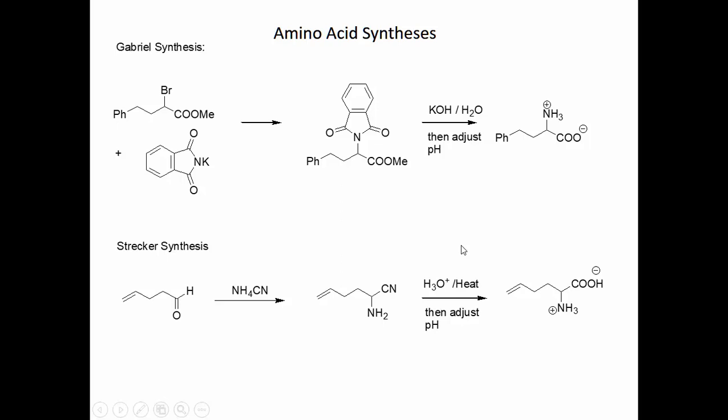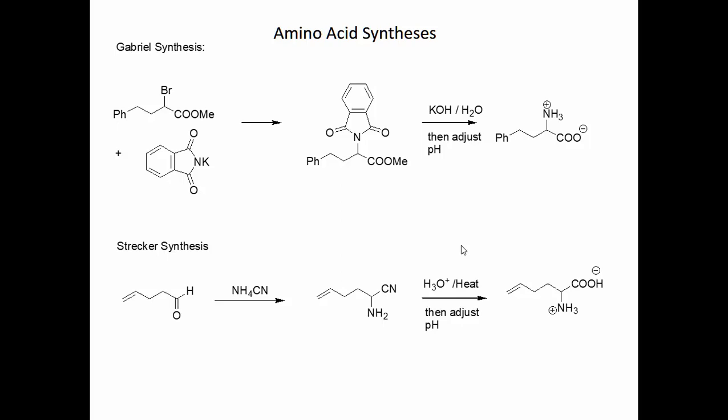Okay, in this video, we are going to look at the reactions of amino acids and how to make amino acids. The reactions of amino acids are really just the reactions of amines and the reactions of carboxylic acids, which we've all had before. So let's look at a few examples of some of the more popular ways to make amino acids.